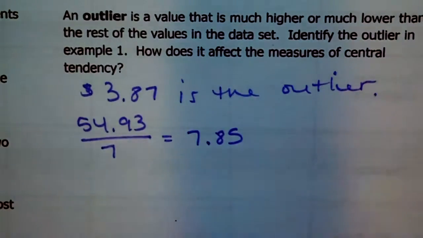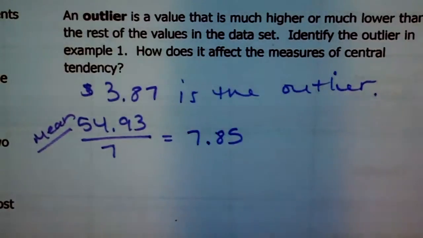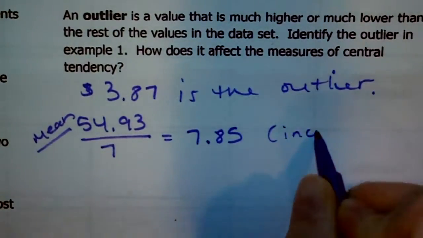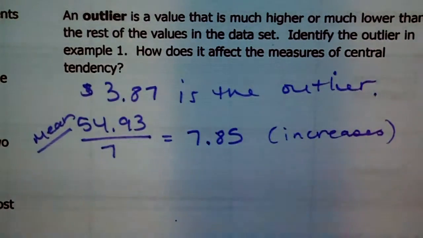Okay, if you look at your original mean, the original mean was $7.35. Our new mean without the outlier is $7.85. So you can see that if you take out the outlier, the mean increases.